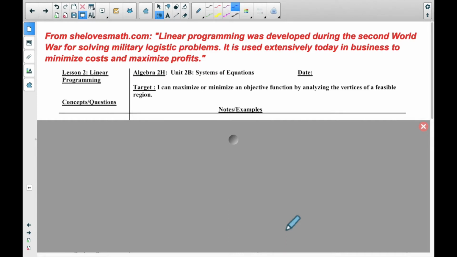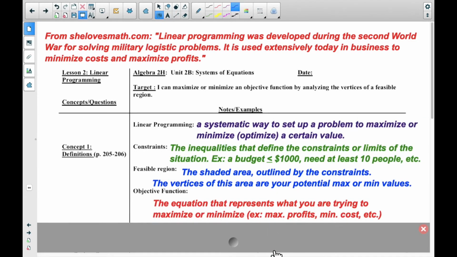I mean, is everyone going to be into logistics? No, but you have problems. There will be problems in life where you're trying to maximize certain things or minimize certain things. This is an example of how to do that. When we talk about linear programming, there are some vocabulary words that are new to us, so let's take a few minutes to go through that.